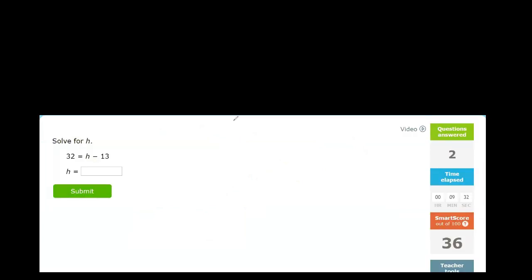Here's another problem. Notice how the variable is now on the right-hand side of the equation. What are we doing to the variable? Well, we're subtracting 13. Okay, what is the opposite of subtraction? Well, it's addition. What are we subtracting by? 13. So the opposite of subtracting 13 is adding 13. So we're going to add 13 to both sides.